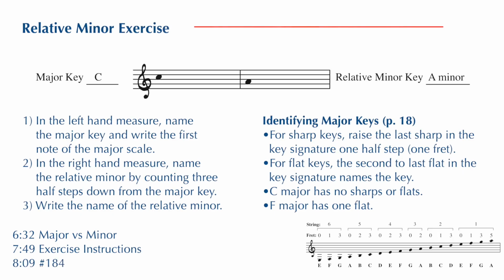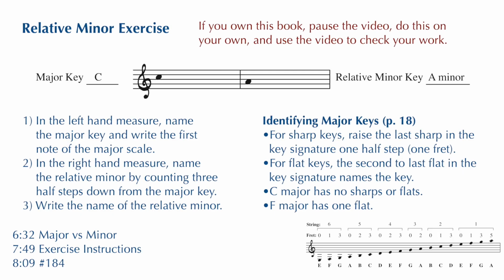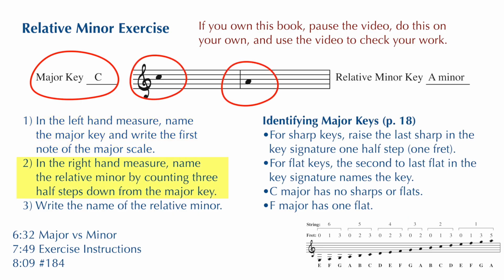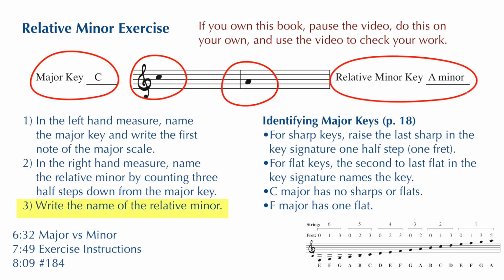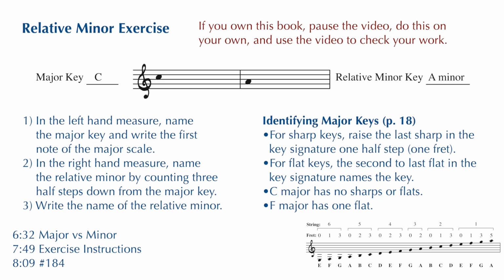On page 82, we have a written exercise, finding the relative minor. In each example, you're given a key signature. In the left-hand measure, name the major key and write the first note of its major scale. In the right-hand measures, find the name of the relative minor key by counting 3 half steps down from the note you wrote for the major key, and then write the name of that relative minor in the space on the right. This first example is already filled in.